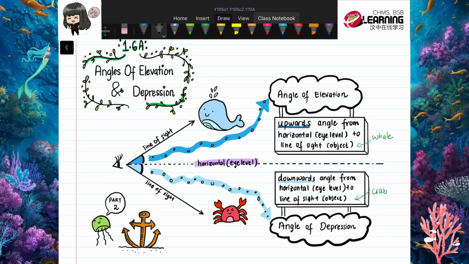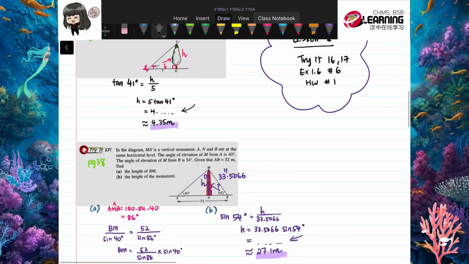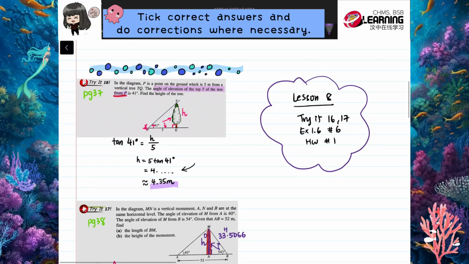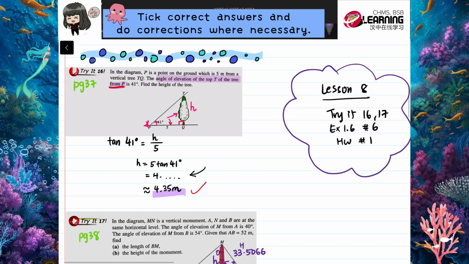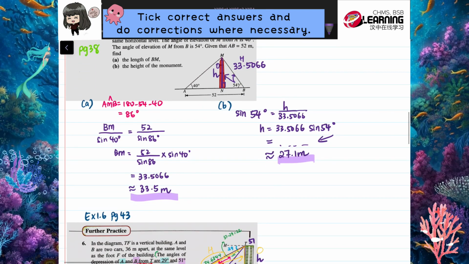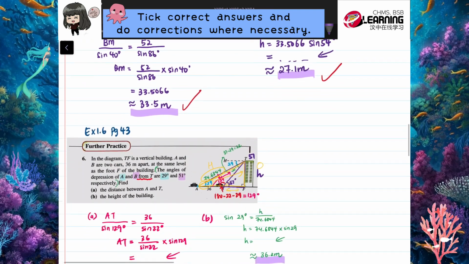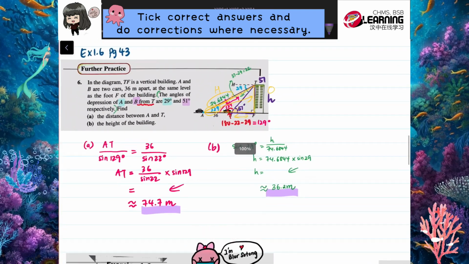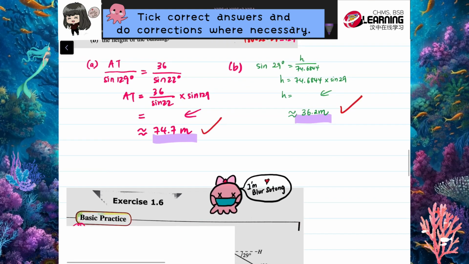Okay, so let's go to the homework first. Previous lesson, our homework is question number 1 only. But before that, can you please tick your Try It 16, double check your answer again one more time. Try It 16, Try It 17, A and B, please tick using red pen. And your question number 6 as well. These two, A, B, and question number 1.